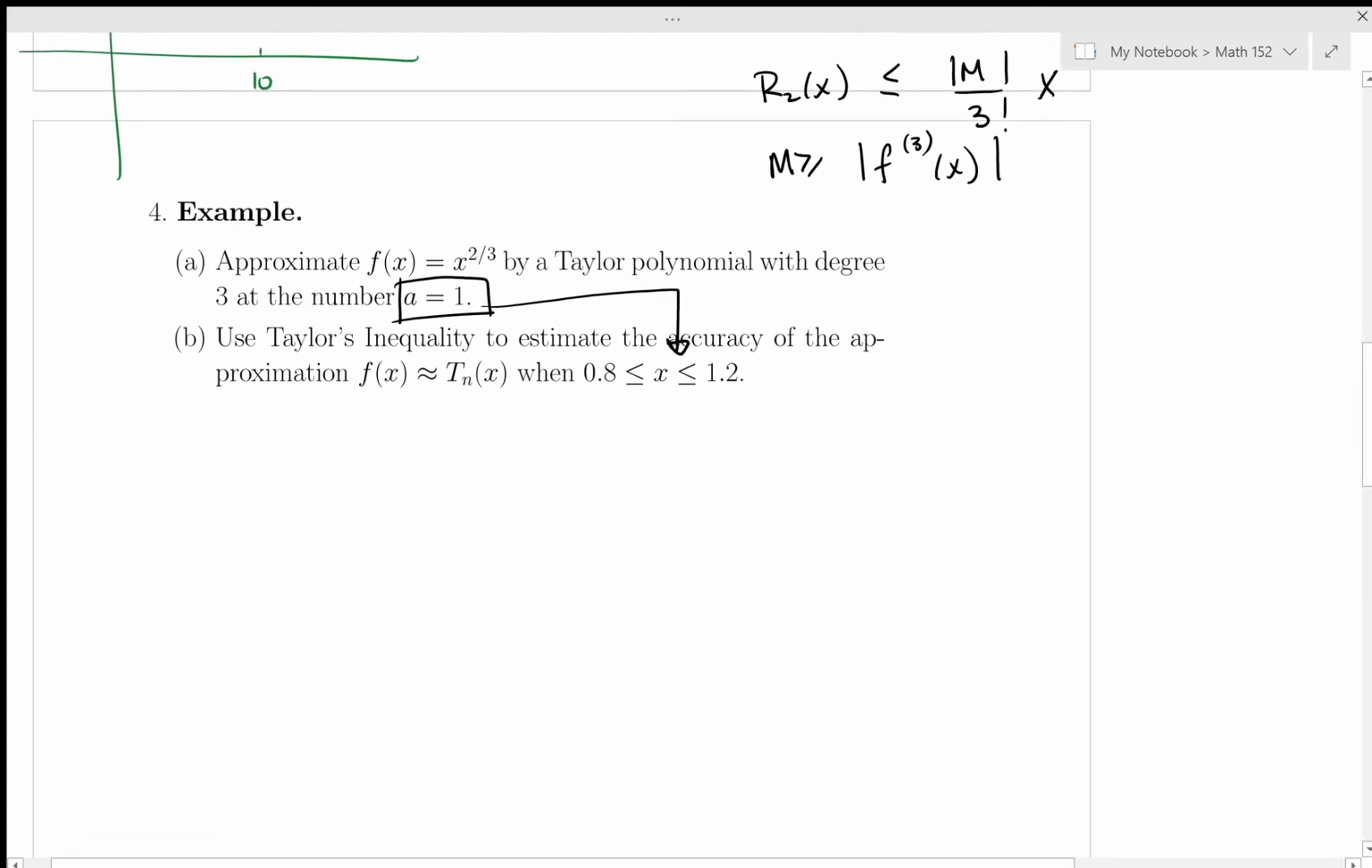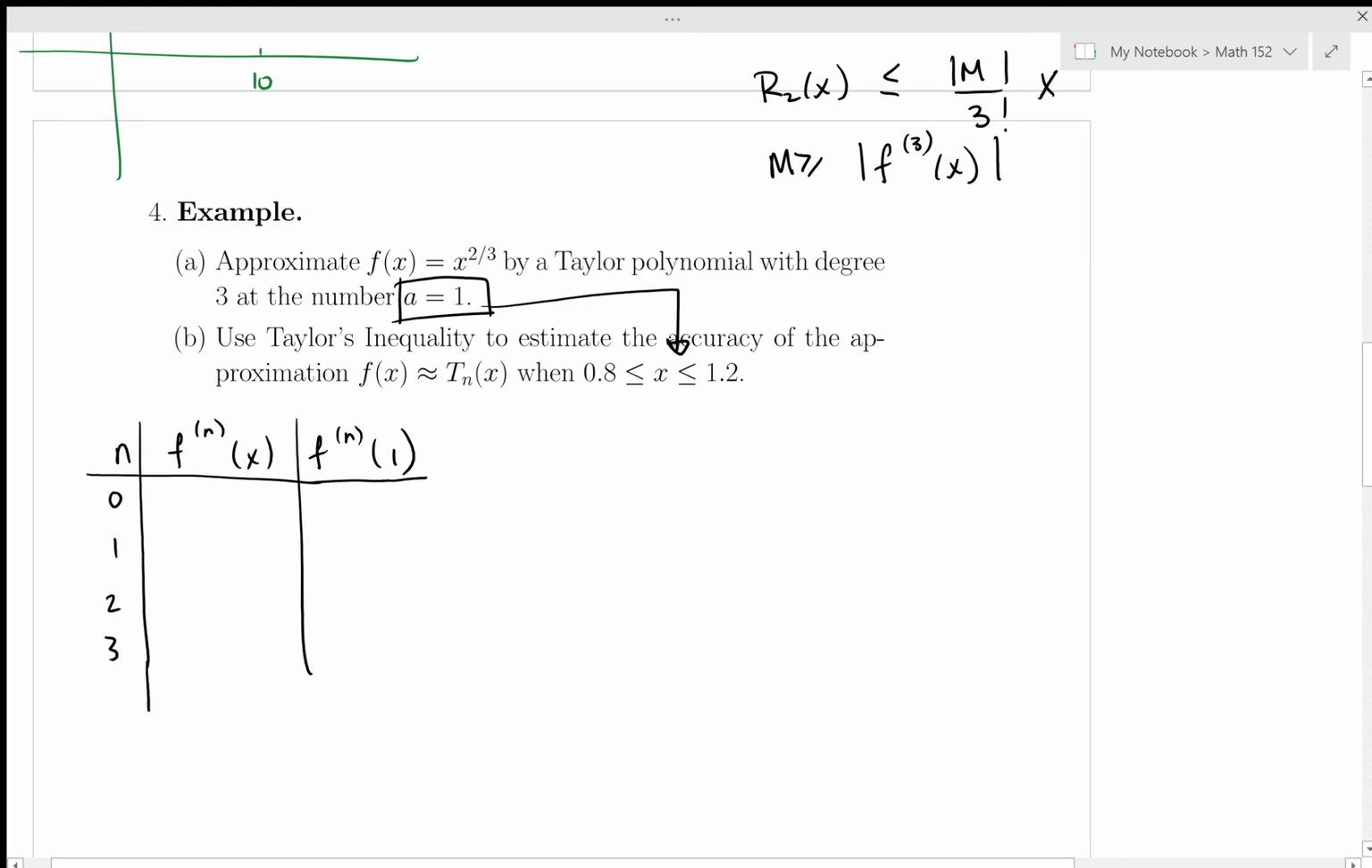Okay, so let's just find out what the degree 3 Taylor polynomial is for this function. I do what I've done several times before. Maybe stop the video and do this yourself and see if you get the same answer. So I'm going to take a look at the function and its derivatives. And I'm going to evaluate all of those at 1, because that's where I'm centering the Taylor polynomial. So I'm going to have the function itself, first, second, third derivative.